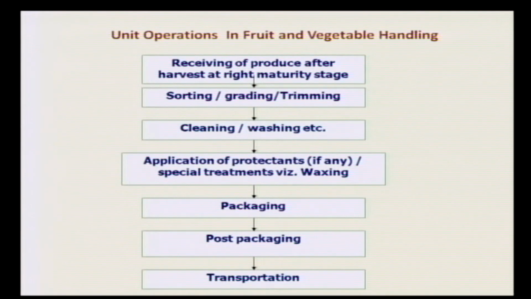Now, what are the operations which we carry out? It is something like receiving of the produce after harvest at ripe maturity stage, then sorting, grading or trimming, cleaning and washing, then application of any protectant like special treatment, waxing, then packaging, post-packaging and transportation. These are the unit operations which are involved in the post-harvest management activities.